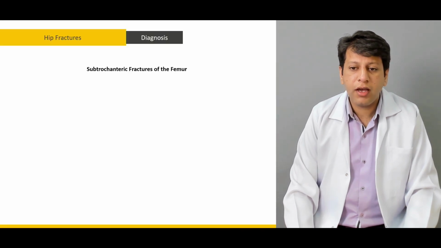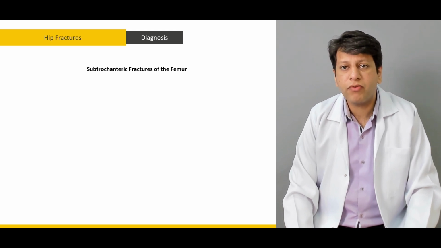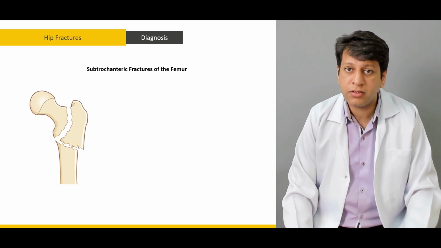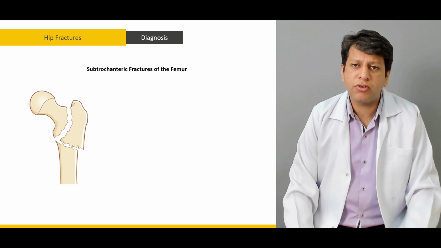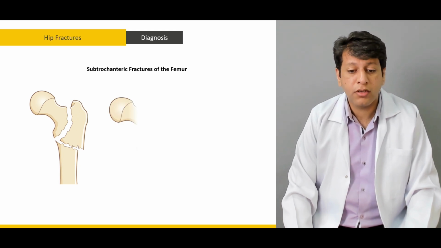Now, once we know it's most likely a subtroch fracture, the way to make a diagnosis is always, first and foremost, the x-rays. We may require CT later on, but usually x-rays are more than enough, especially the x-rays of the hip joint.